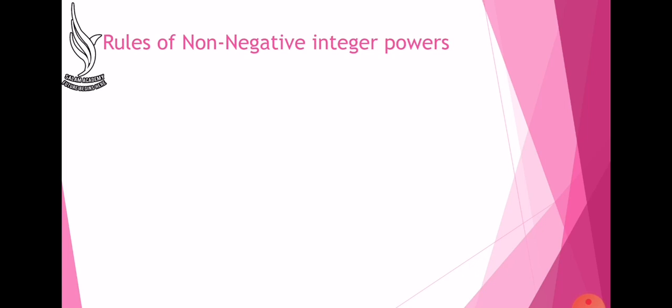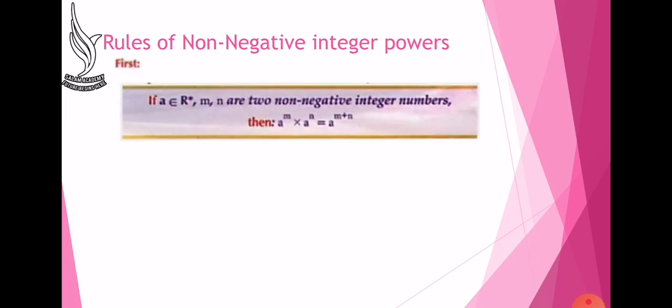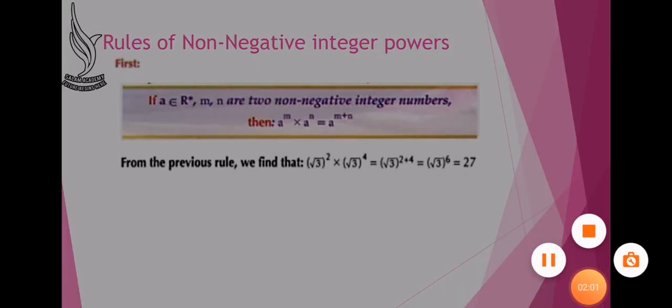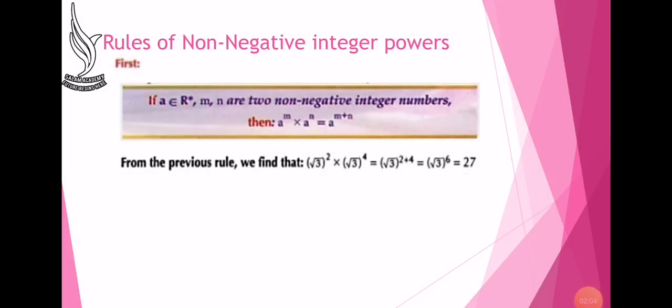Rules of non-negative integer powers. First rule, if A belongs to R star, M and N are two non-negative integer numbers, then A^M times A^N equals A^(M+N). For example, root 3^2 times root 3^4 equals root 3^(2+4), which is root 3^6 equals 27. We add the power in the multiplication.